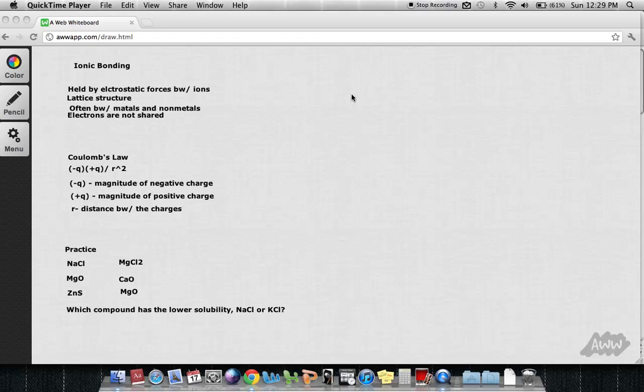It's in a lattice structure, which is basically a crystalline structure, for example, like salt, NaCl. It's most often between metals and nonmetals. Let's say you have sodium and then chlorine, which makes NaCl, so metals and nonmetals. And then the electrons are not shared.